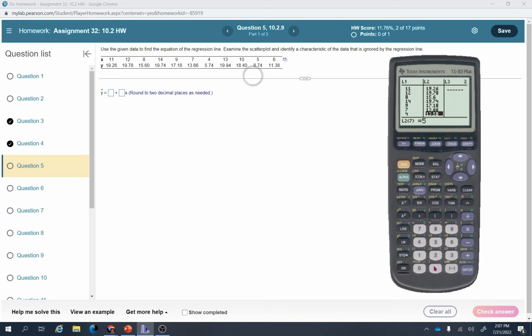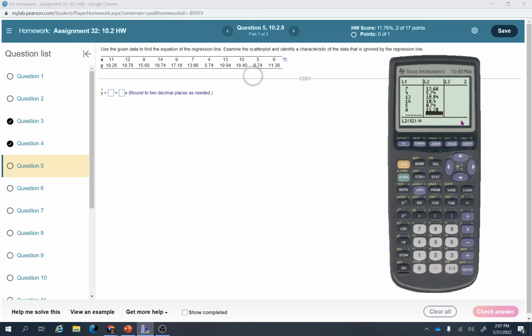5.74. When x is 13, y is 19.94. When x is 10, y is 18.40. When x is 5, y is 8.74. When x is 6, y is 11.38.